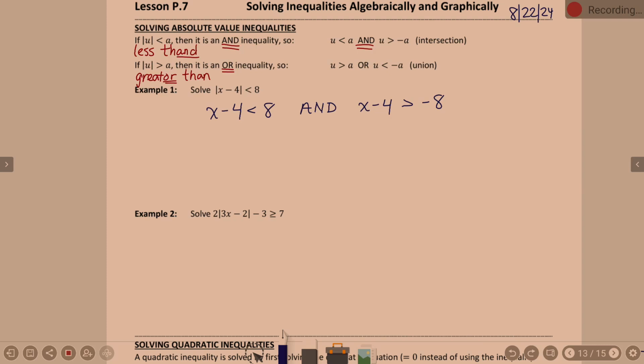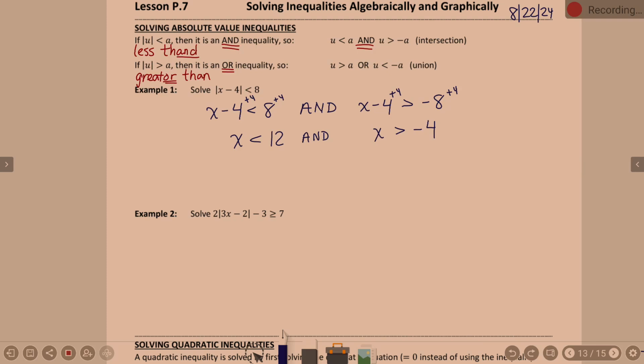If it's x minus 4, I'm going to add 4. X less than 12. And if it's x minus 4 over here, I'm also going to add 4. And now I have x greater than negative 8 plus 4 is negative 4.